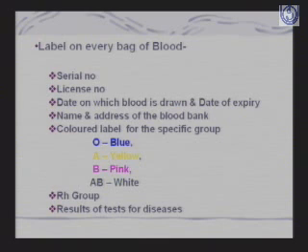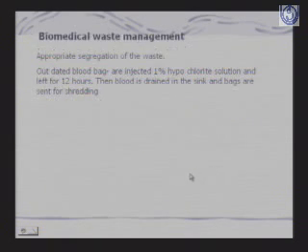So, on the label on every bag of blood, you must have the serial number, the license number, the date on which the blood is drawn and the date of expiry, the name and address of the blood bank, and a colored label for the specific group. And friends, these are the colored labels: for the O group it will be blue, for A group it will be yellow, for B group it will be pink, and for AB it will be white. Other than this, you should have the RH grouping and results of the tests for the diseases.